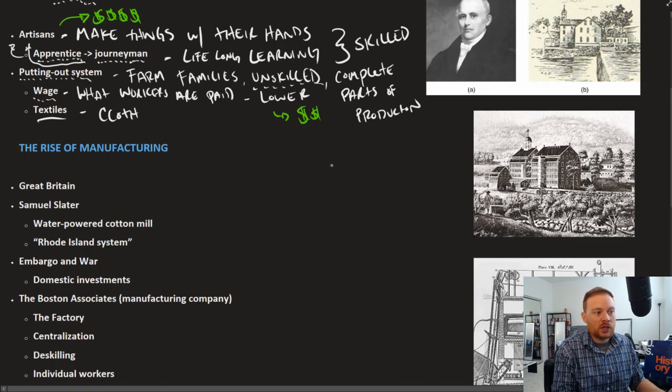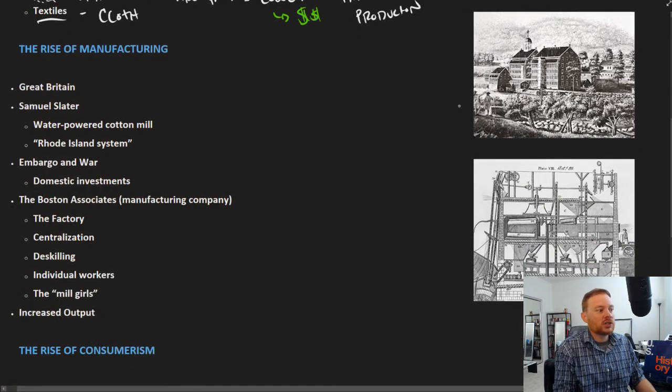So you had a combination of certain parts of production being done by unskilled farm families, but when you had to create the finished product, the shoe, you still had to go to the artisan, right? But it was beginning to divide up labor. Now the big change comes with the rise of manufacturing.